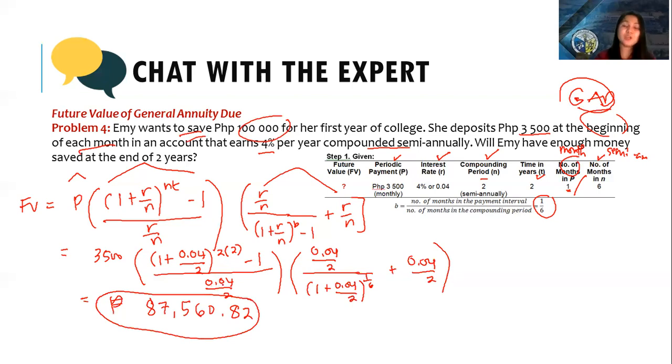The question is, will Emmy have enough money at the end of 2 years? The answer is no. She will not reach saving 100,000. So what can be a further solution? Emmy can go for a higher interest rate, or Emmy can increase her deposit so that she will arrive at the 100,000 mark.